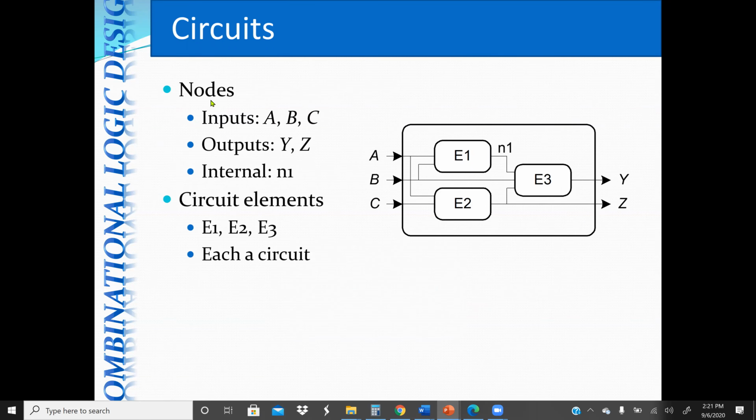So we have nodes. For example, the inputs A, B, C here are nodes, and the outputs, Y and Z, are also called nodes. We also have the internal node N1, which is also called a node. So we can represent our inputs, outputs, or internal components as nodes. We also have the circuit elements, which can be U1, U2, U3. Each circuit may have different elements, and most circuit elements consist of logic gates or other specifications, such as clock and timing.